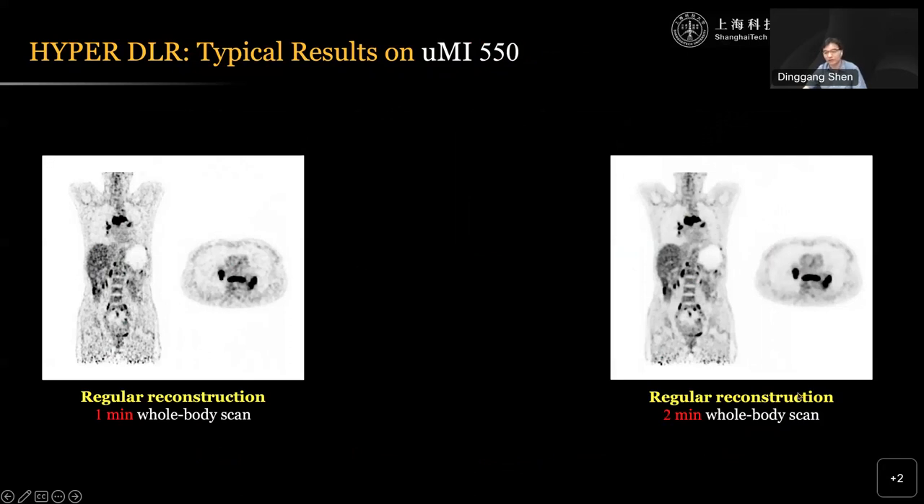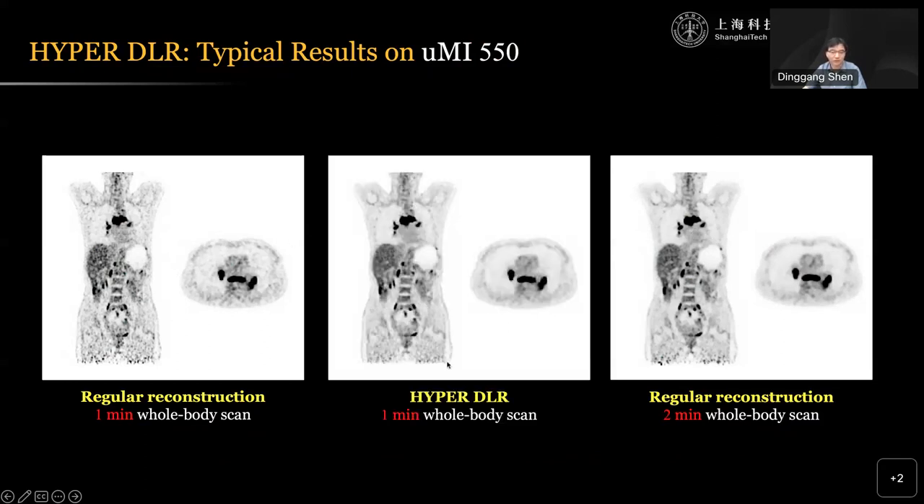For example, on the right, we use 2 minutes to scan the whole body image. If we just reduce to 1 minute, you can see lots of noise there. But if we use Hyper DOI, still using 1 minute, the quality is relatively similar.